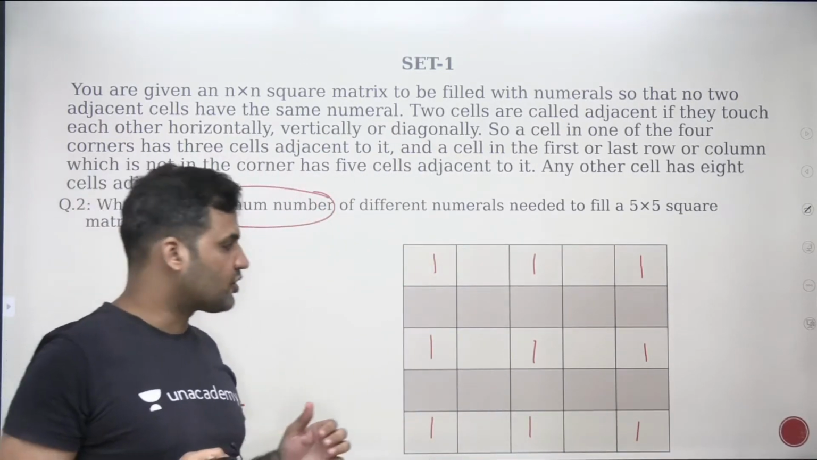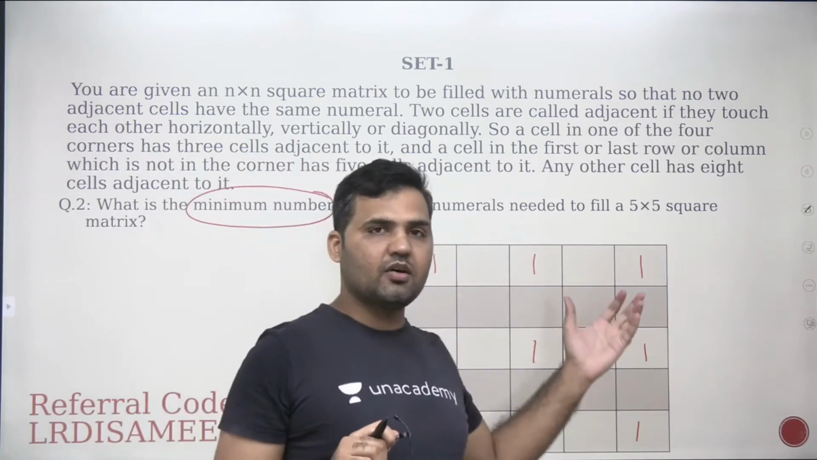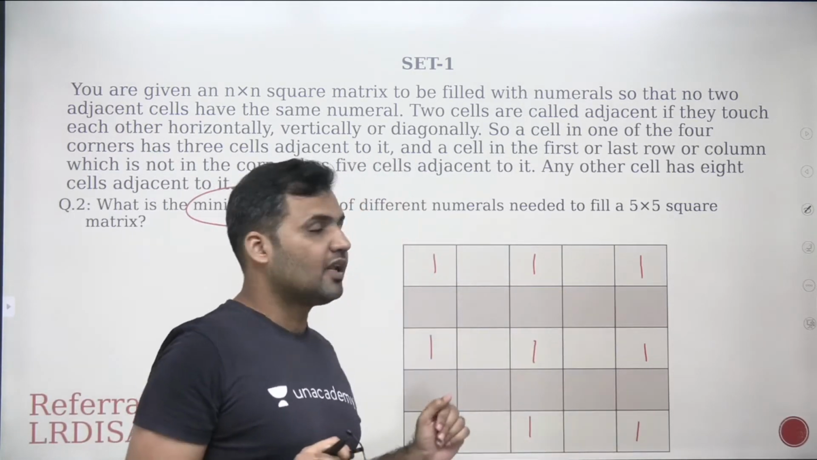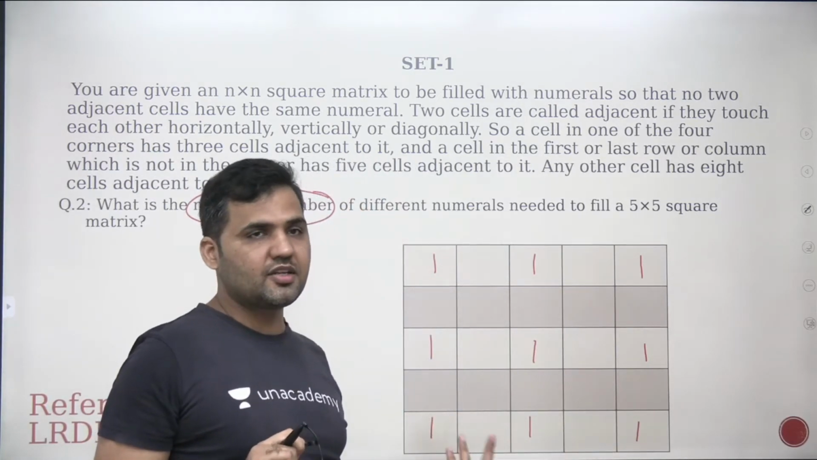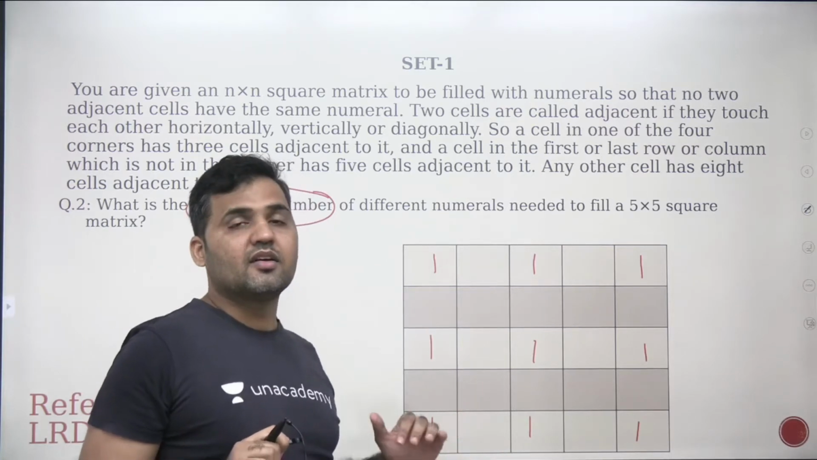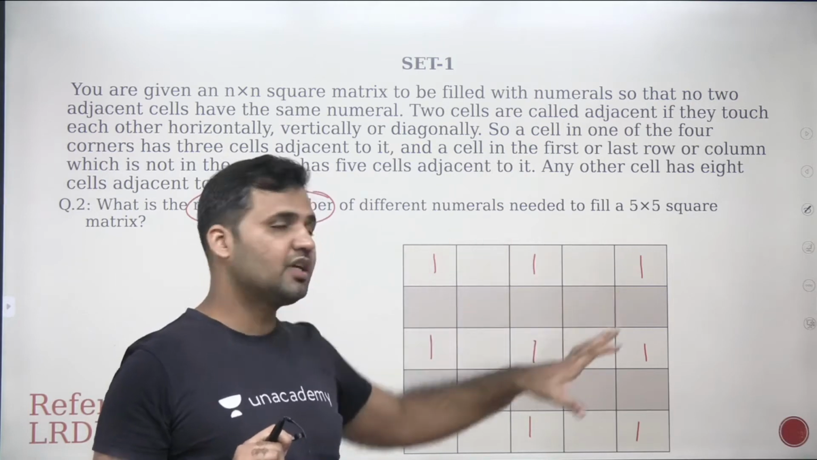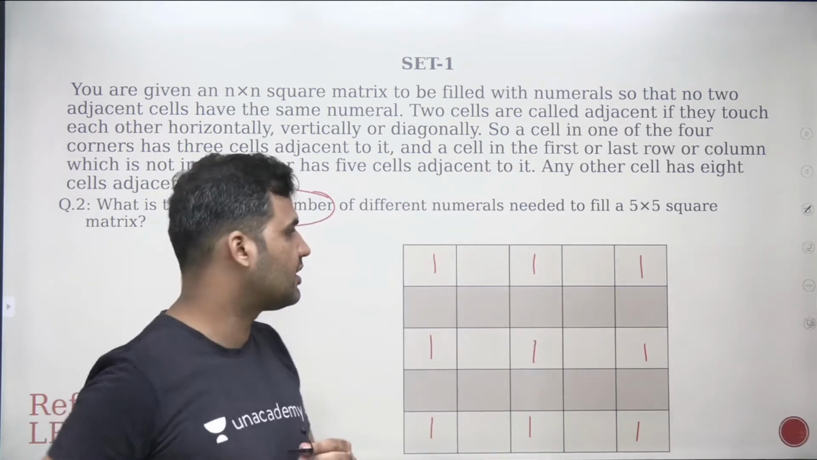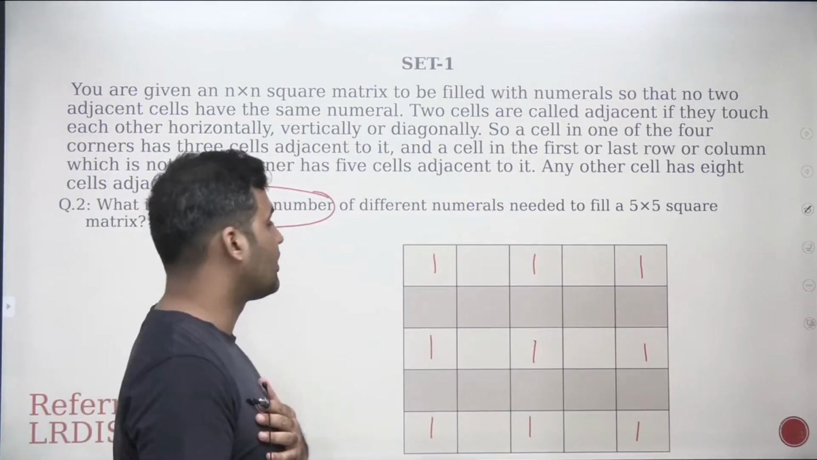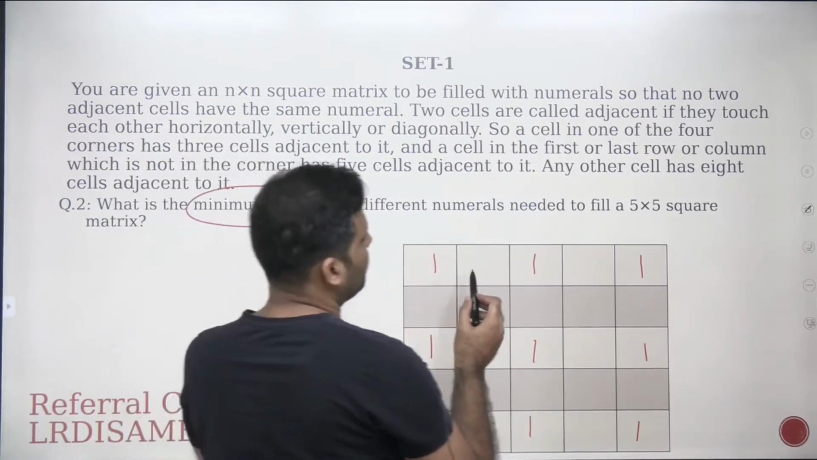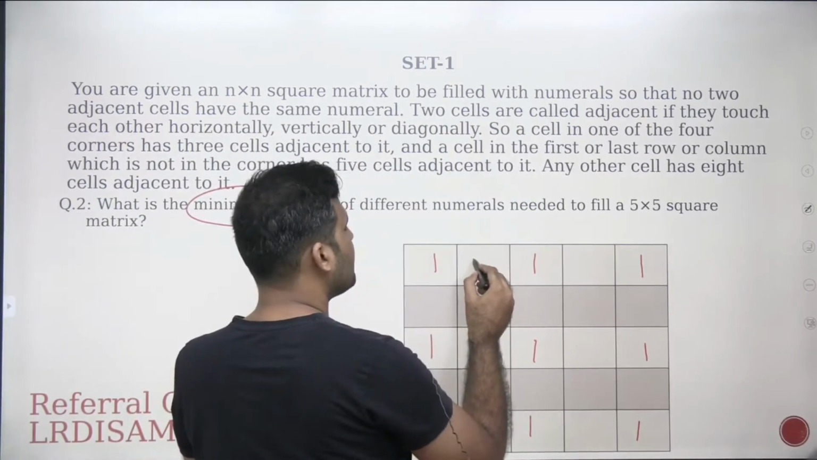Is there any possibility to use the same numeral again now? No, there is no possibility. Now that means I need to use the second digit. What is that second digit? But again, the value of that second digit does not matter. The number of digits we are using to fill this matrix matters, right? This is what the question is talking about. So let's use a second digit, number 2, now.